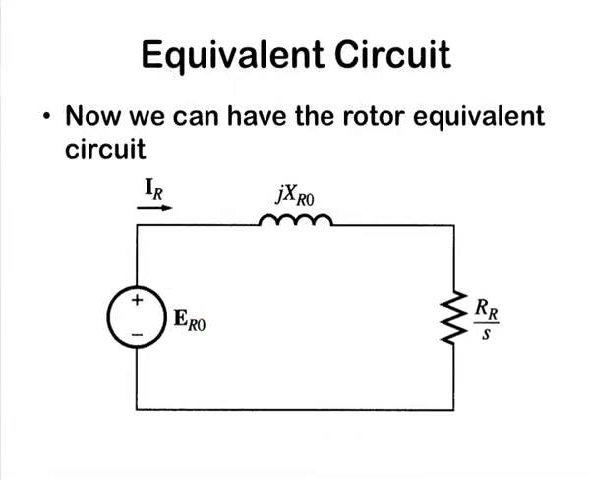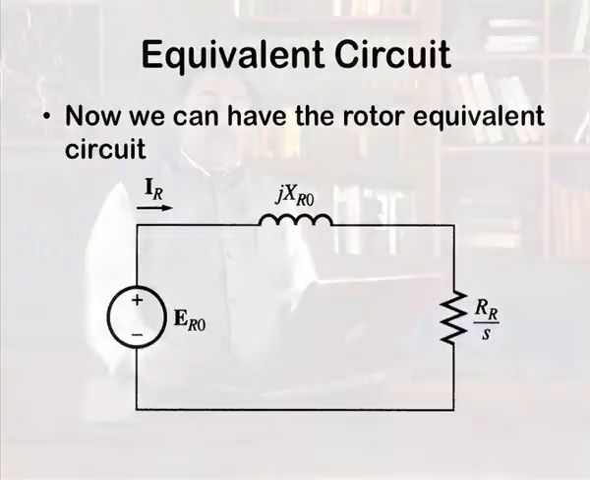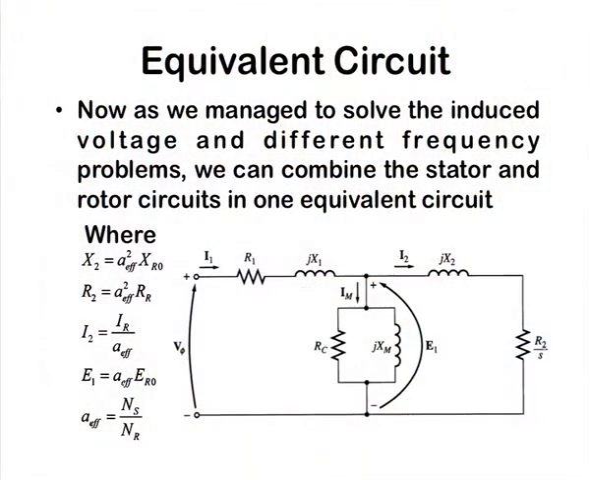So, now with this formula our rotor equivalent circuit will look like this. We have a fixed voltage ER0, we have a fixed reactance jXR0, and we have a variable rotor resistance whose value is given by RR upon S. So, now we can combine the primary circuit and the secondary circuit, and ultimately we obtain the equivalent circuit of the induction motor as shown in the screen.